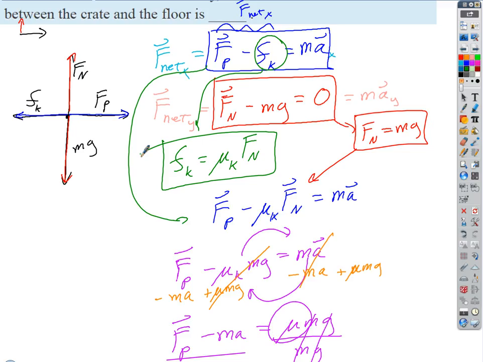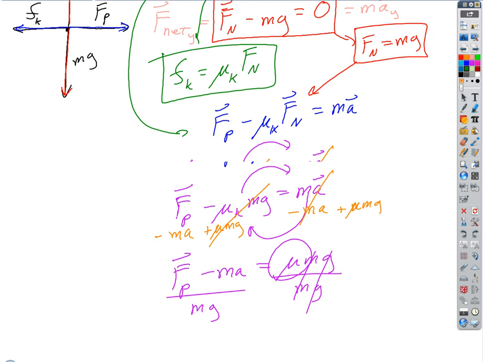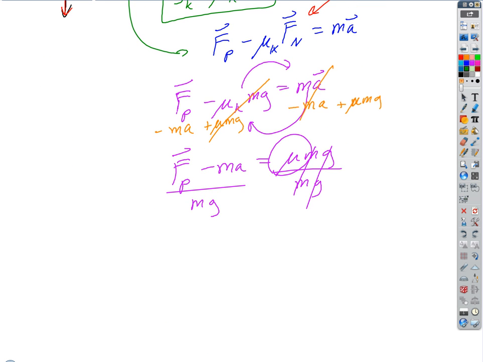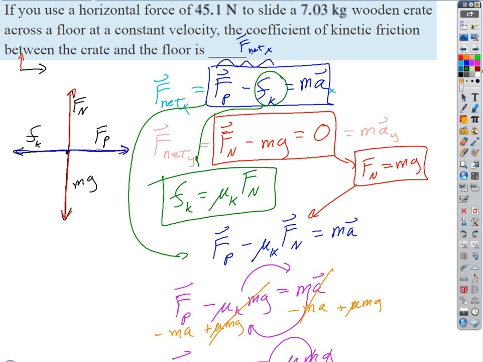So how do we know acceleration? Acceleration is given to us: zero. Is it zero the whole time? Constant velocity, so the acceleration was zero. We could have said that was zero from the very beginning, and it would have made things a lot easier, right?